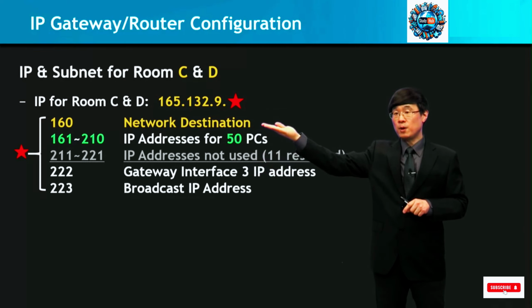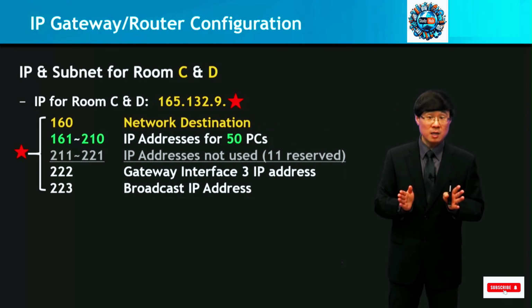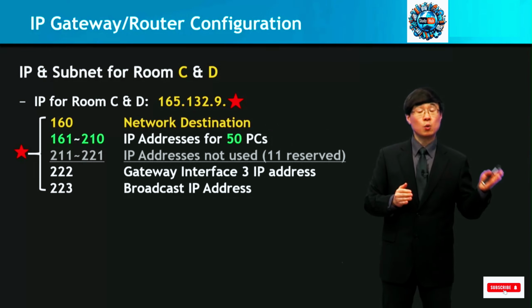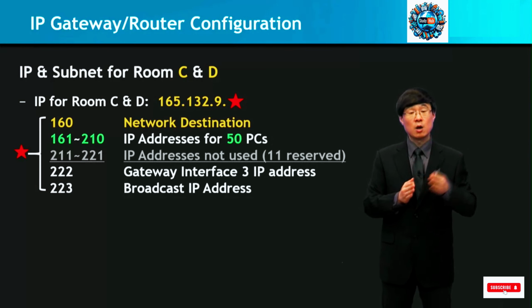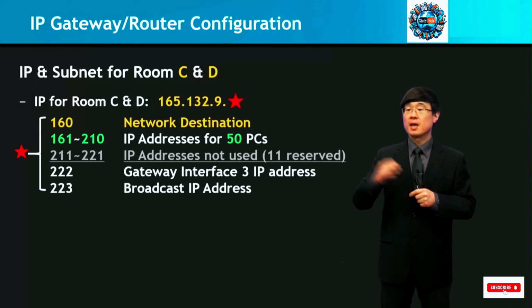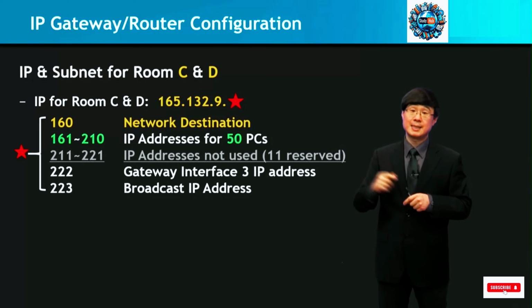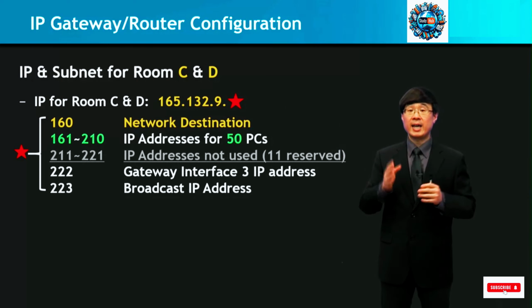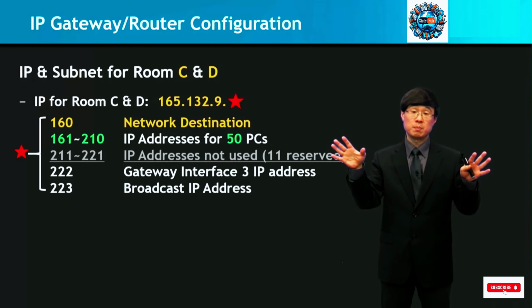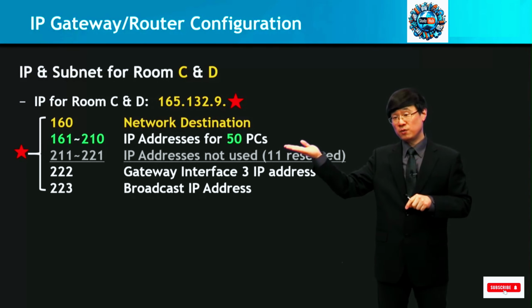Now, the numbers will be assigned in this star once again, and the numbers are these numbers right here. So the network destination is the lowest number. I start at 160 because what I did was up to 159 was used by room A and room B. So I start with 160 from here. 160 is the lowest number, so it's the network destination address used for this subnet of room C and D. Next, I had 25 and 25 in each room, so these two combined together are 50, so I'm going to use 50 IP addresses for each of these 50 computers.